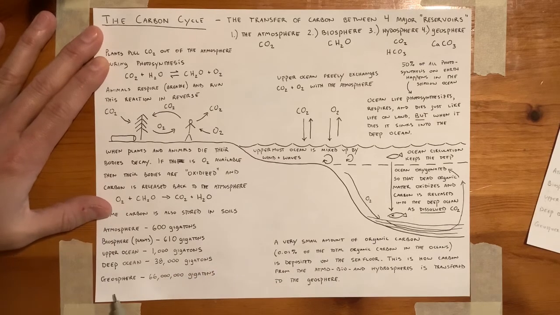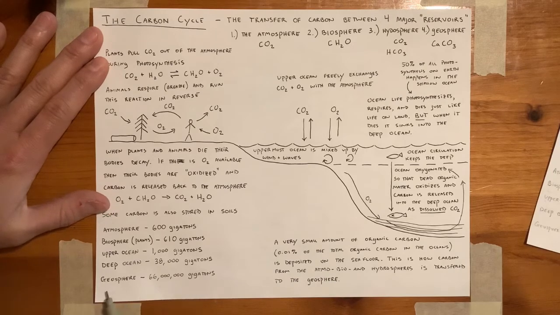The geosphere, rocks and sediments right at the bottom of the ocean, included in continents, is estimated to contain 66 million gigatons of carbon. Okay, 66 million gigatons. That's a total of 15 zeros. I believe that's 66 quadrillion tons. I had to look it up. 15 zeros is a quadrillion, so 66 quadrillion tons of carbon.